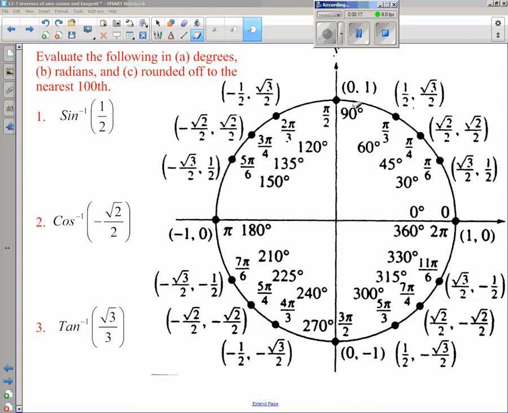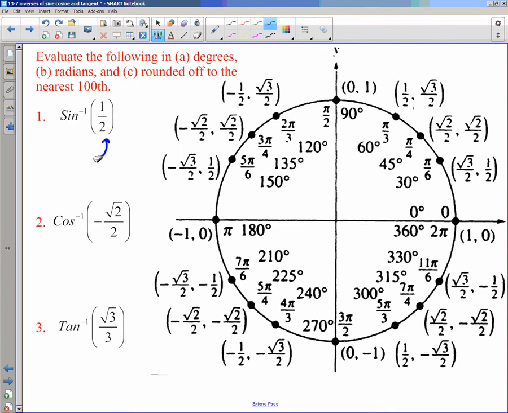So sine inverse of 1/2. So this is saying what angle has a sine that is 1/2. So when is sine 1/2? Well, sine is 1/2 here, and also here. Well, shoot.